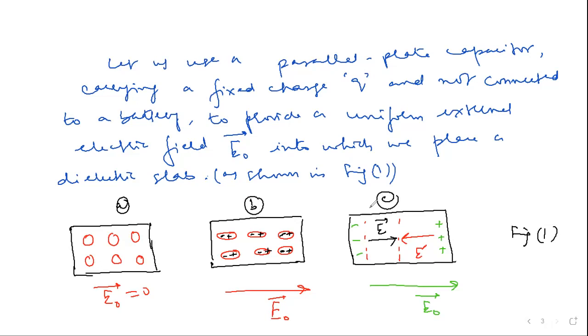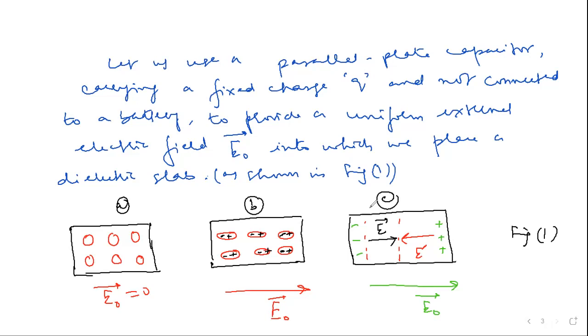So in part A, a dielectric slab exists, but applied electric field is 0. Now the circle suggests the spherical shape of neutral atoms within the slab.